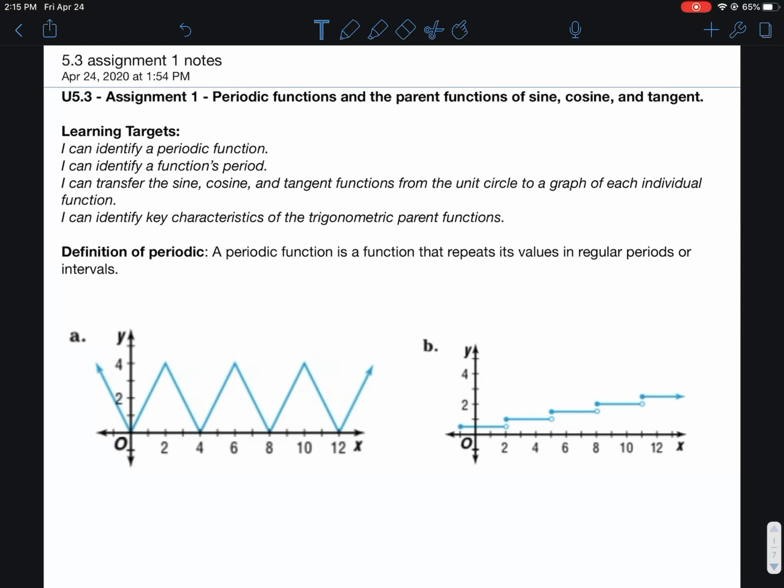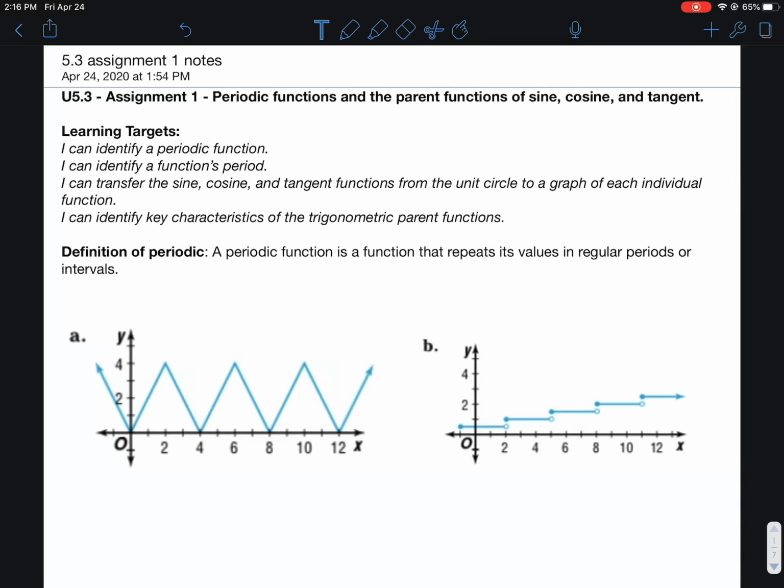And your learning targets are: I can identify a periodic function, and I can identify a function's period. I know those sound really similar, but they mean two different things. The first is just looking at a graph and saying yes or no, it follows the rule of being periodic. And the second piece is, if you say it's periodic, then how much space or how much time does it take for that graph to start its next period? So we'll hash that out in just a sec.